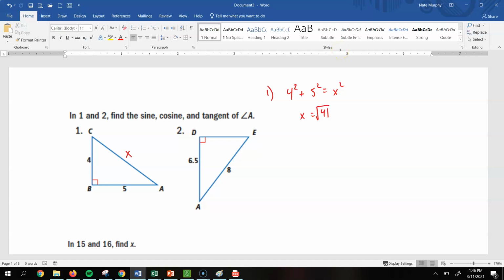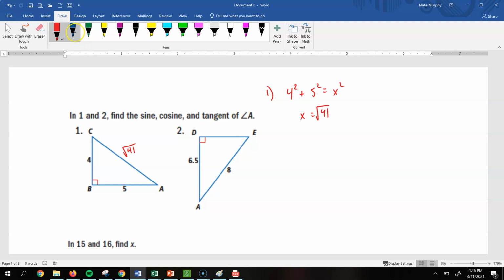Now remember, technically, when we do the square root of both sides, we'd have a positive and a negative. But since we're dealing with the side of a triangle, we're not going to have a negative length. So all we care about is the positive value. So we know the hypotenuse now is square root of 41. So now I can go through and we can figure out what the sine, cosine, and tangent of angle A is going to be.